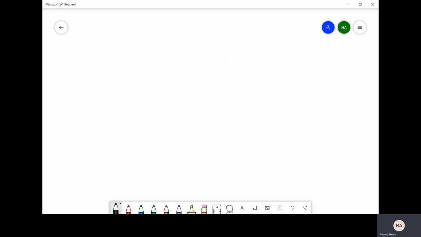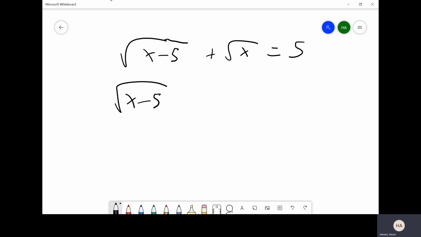What I want to do instead is, so we have square root of x minus 5 plus square root of x is equal to 5. So what I want to do instead is just isolate one particular square root. And you'll find it doesn't matter which one you isolate. For the purpose of this, I'm going to isolate the square root of x minus 5. I'm going to keep that one by itself, so square root of x minus 5.